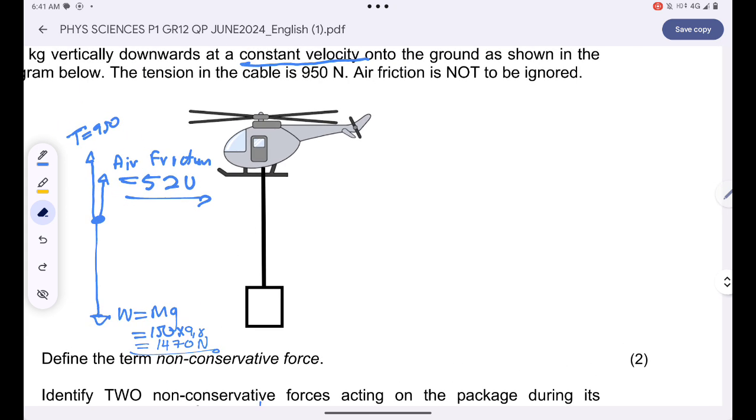So I know that the work done by non-conservative forces is basically equal to the change in kinetic energy plus the change in potential energy. We have two non-conservative forces over there. We have the work done by tension plus the work done by friction.